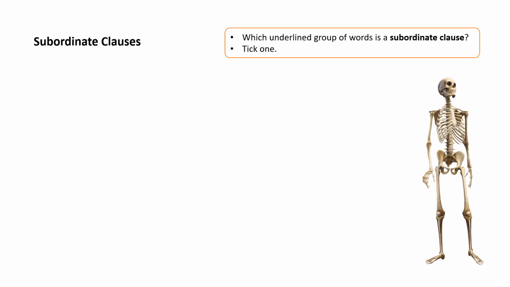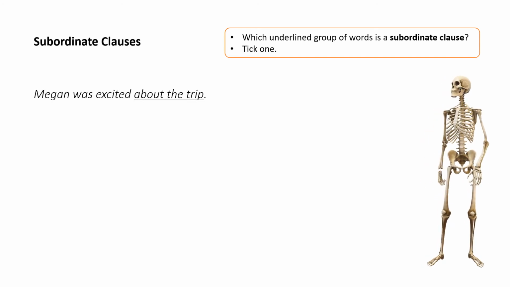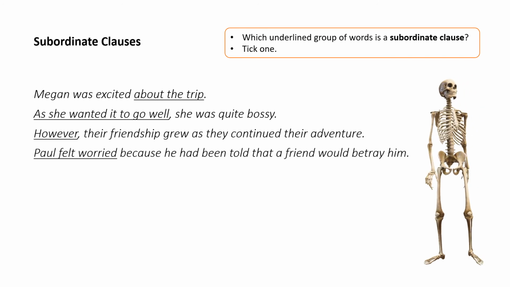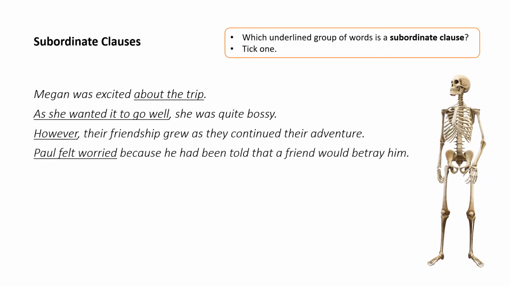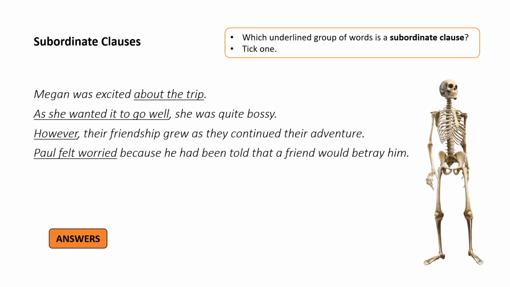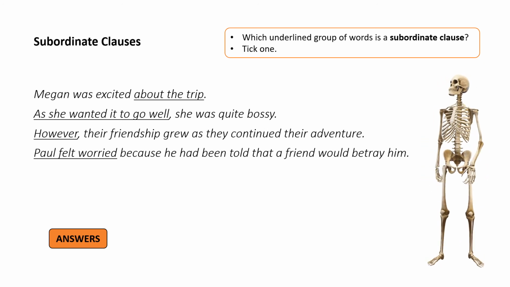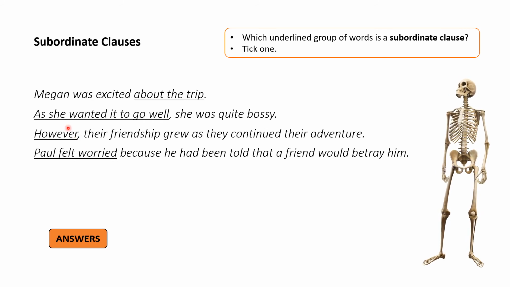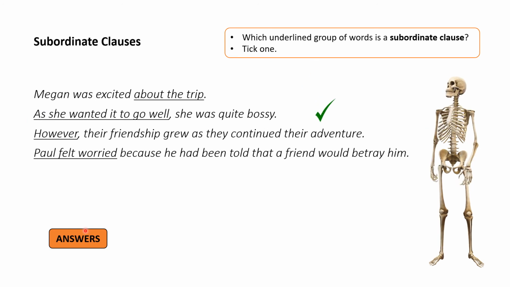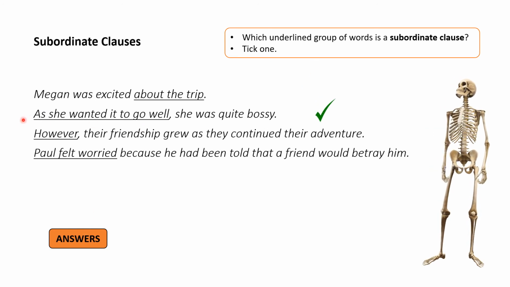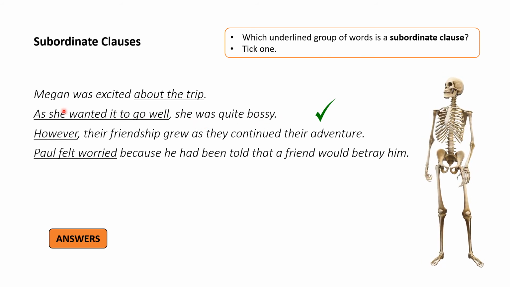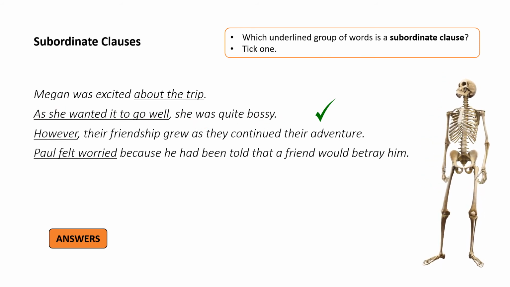Right, have a look at these. Which of the underlined group of words is a subordinate clause? Which one do you think? Well, I'm going to have a little look for the subordinating conjunction to help me decide. And I can see that I've got a subordinating conjunction here: "as she wanted it to go well." I've got my comma separating it, and then I've got my main clause, "she was quite bossy." So this one was the subordinate clause.